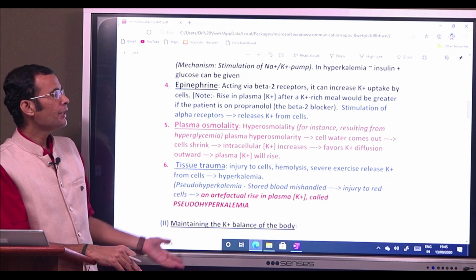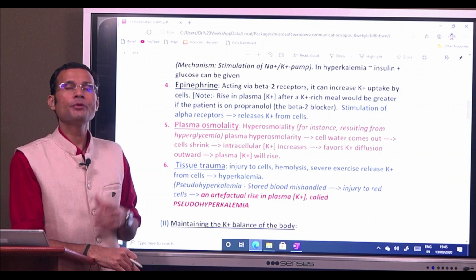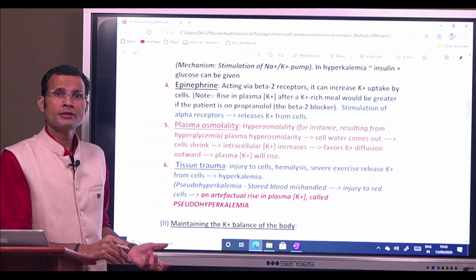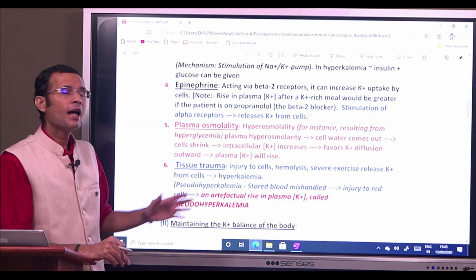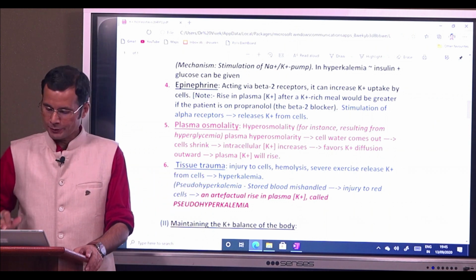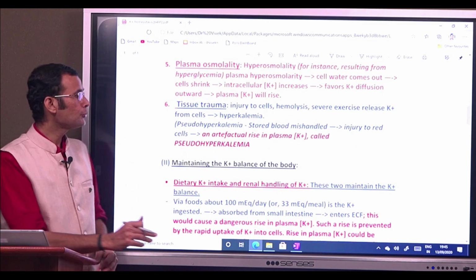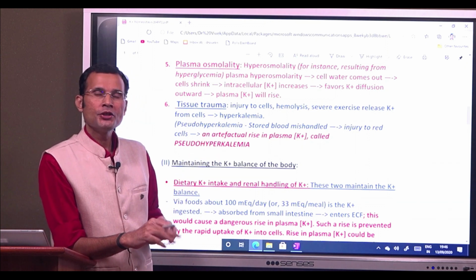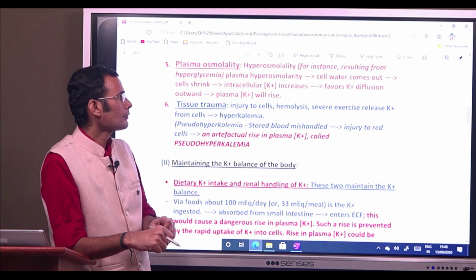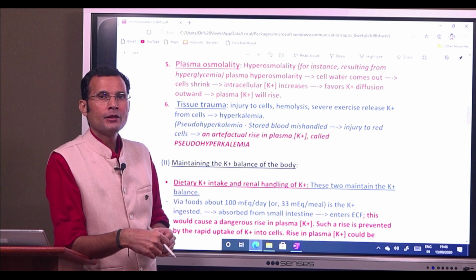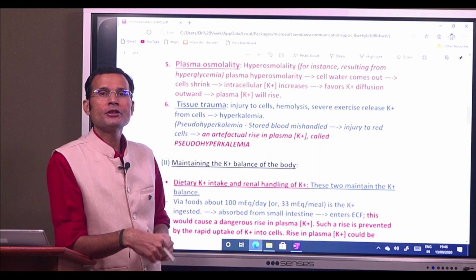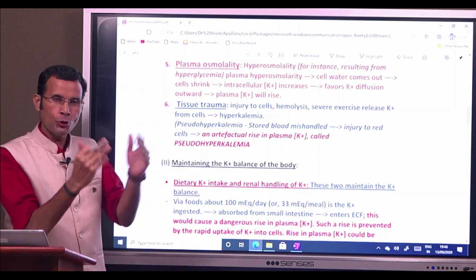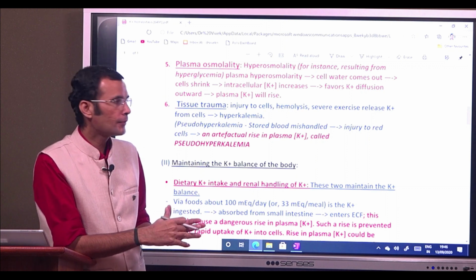Please remember, injury to the cells, hemolysis, severe exercise, potassium from the skeletal muscle cells will come out, resulting in hyperkalemia. I would just introduce one more term to you, and that's pseudo hyperkalemia. Since we are talking about injury to the cells or hemolysis, let me add one more term here, pseudo hyperkalemia, a pseudo rise in potassium in the serum.